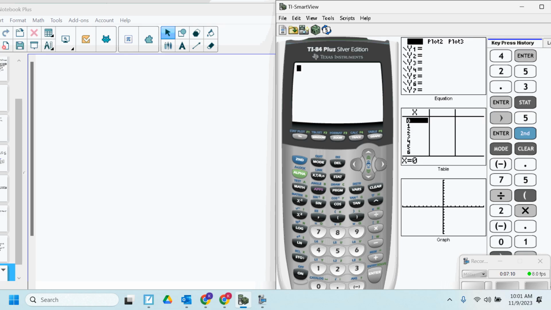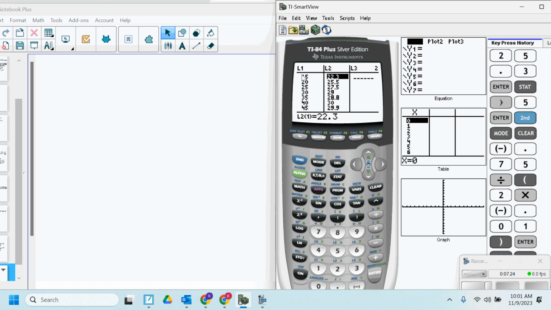Where you guys are going to live today is this stat button, kind of to the left of those arrows. Go ahead and hit stat, and first comes up edit, which means I'm going to edit a list. You should see list 1, list 2, list 3. If you see list 4, list 5, that means somebody has accidentally deleted a list, which is something we don't want to do. We'll have to reset the calculator. It's not a big deal. Just sit tight for a second.